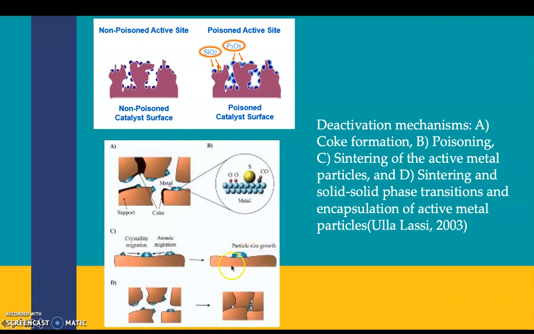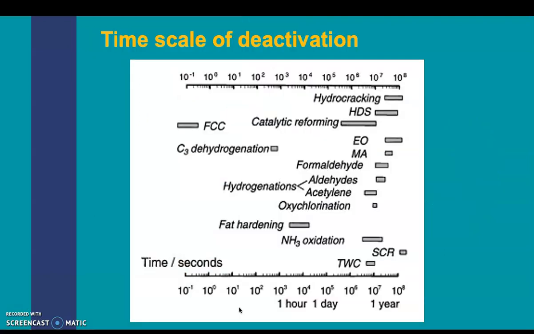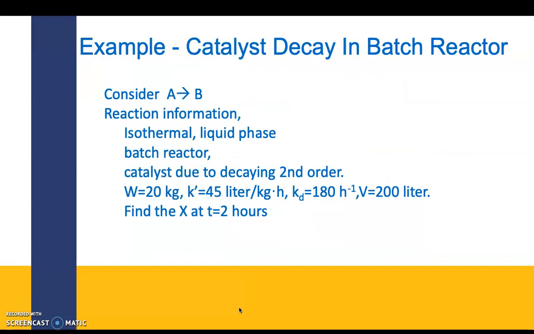This is not good. Sintering also will make an encapsulation of the active metal, so it will encapsulate your active phase, so your reactant cannot go in there, right? So these are some examples of catalyst decay, right? So this is the time scale of the deactivation.